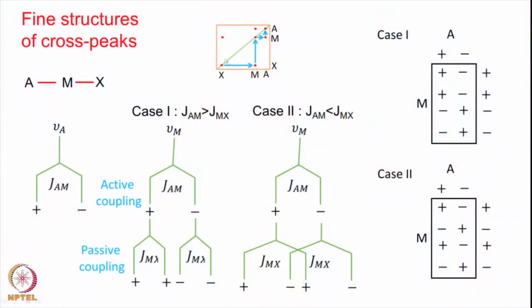Now this is the same pattern which I showed earlier. Depending upon the relative magnitude of the coupling constants, we will have two different situations. There can be one situation where the AM coupling is larger than the MX coupling, and there can be another situation where the AM coupling is smaller than the MX coupling.